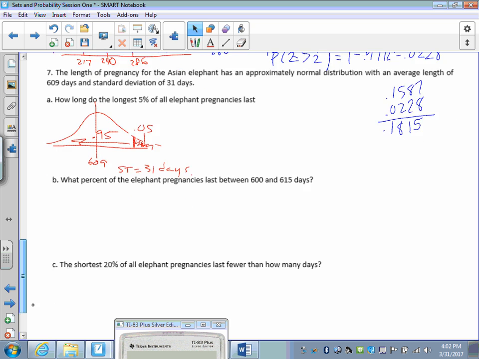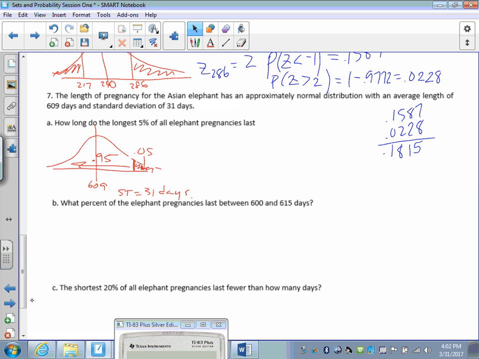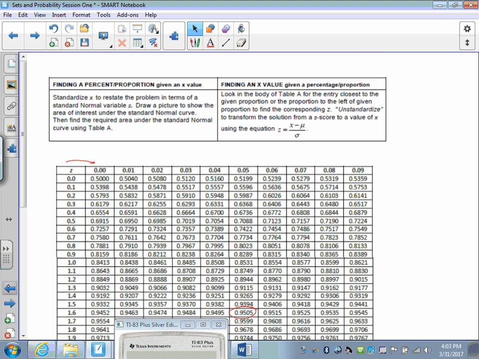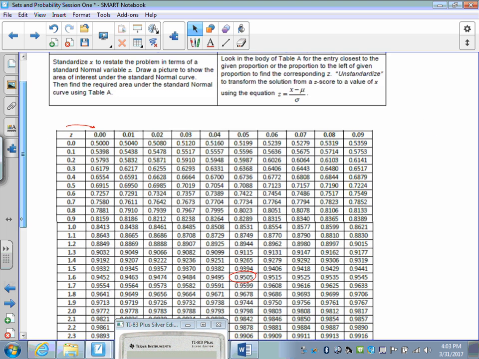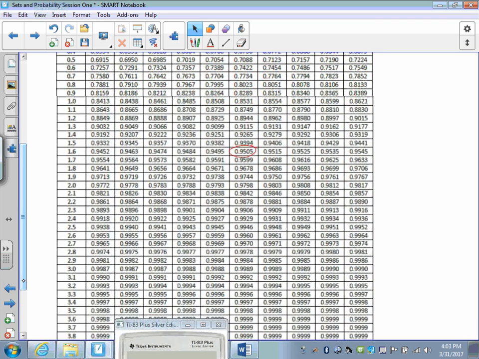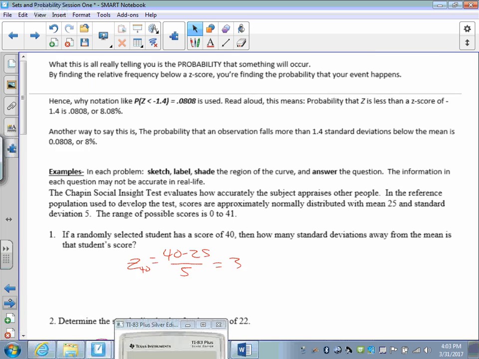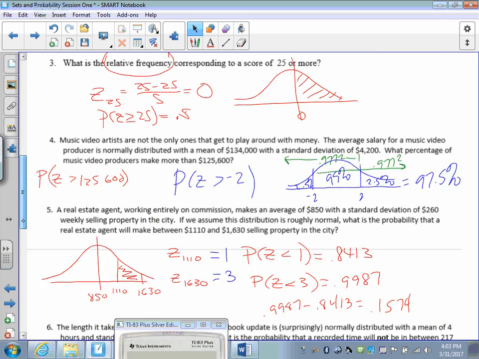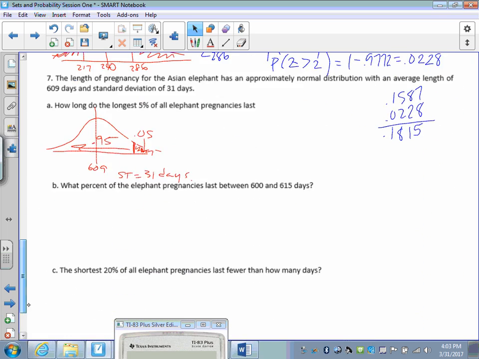Here we go. You know, it's not 0.06. What did I do wrong here? 1.645. Okay, now that makes more sense. So the z-score here is going to be 1.645.